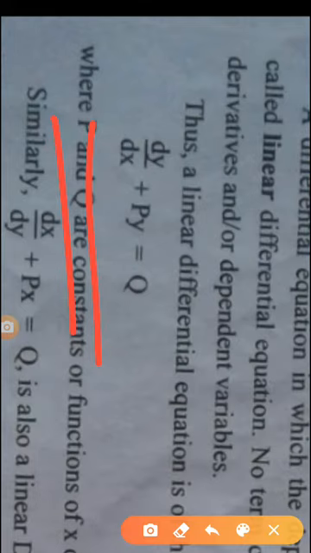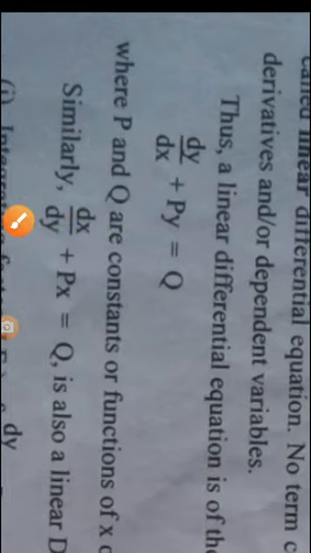y is dependent variable. If x is dependent variable, then what is the general form? If x is the dependent variable, then the general form is dx by dy plus px equals to q, and now here p and q are either constant or function of y only. So these are the general forms of linear differential equation.